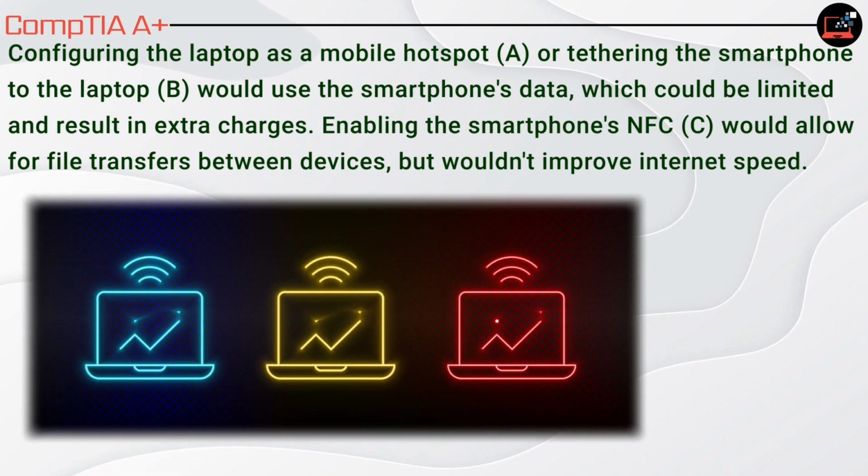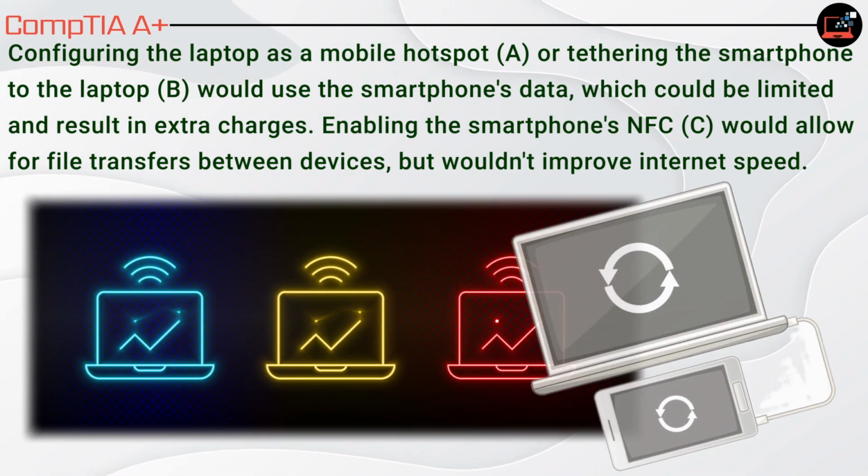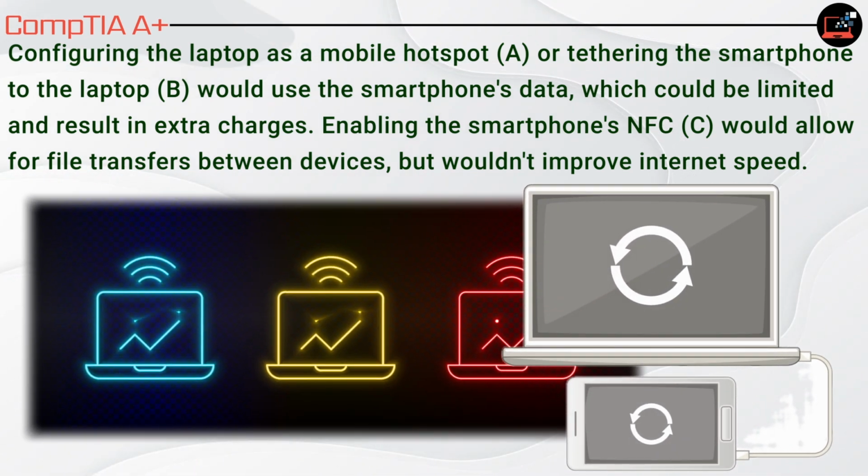Configuring the laptop as a mobile hotspot, A, or tethering the smartphone to the laptop, B, would use the smartphone's data, which could be limited and result in extra charges. Enabling the smartphone's NFC, C, would allow for file transfers between devices, but wouldn't improve internet speed.